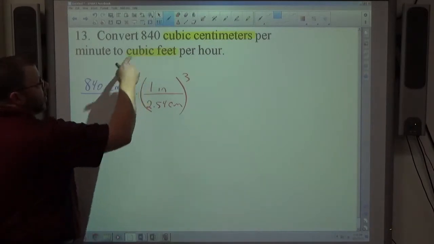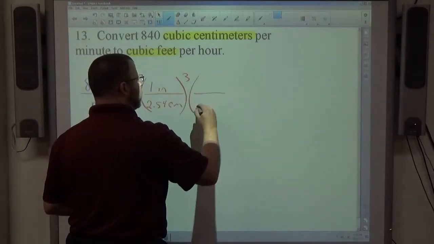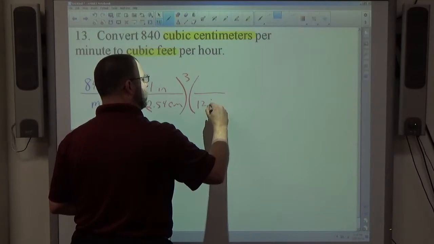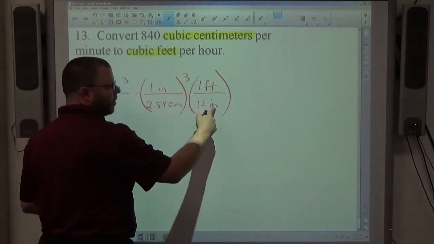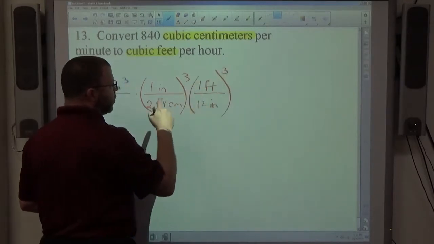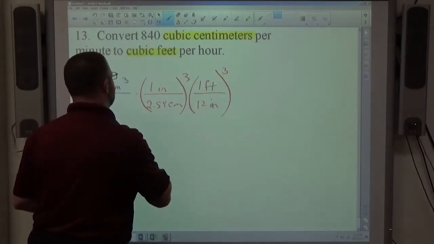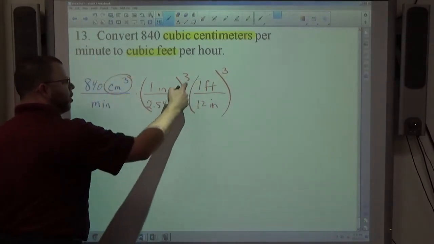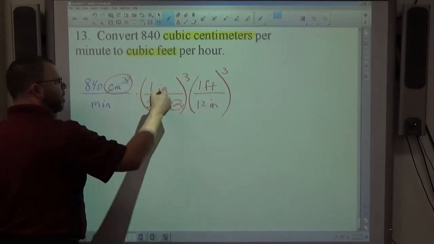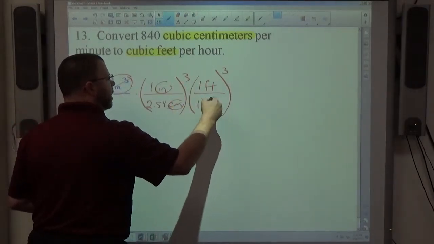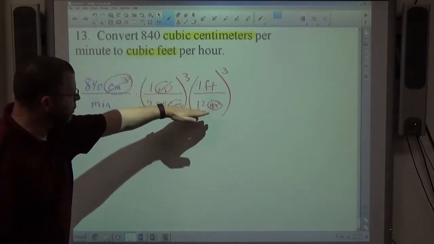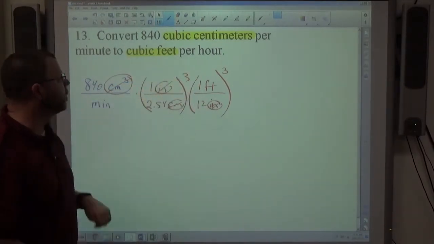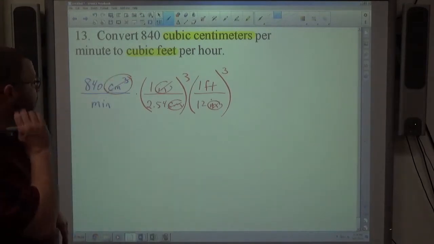Now I'm in cubic inches, I want cubic feet. I know that 12 inches equals 1 foot. Once again, this is cubic inches, this is just inches, this also needs to be cubed. So now cubic inches cancels cubic inches. So cubic centimeters cancel. Cubic inches and cubic inches cancel. And we're left with 840 divided by 2.54 divided by 12 cubed to get the cubic centimeters to cubic feet.